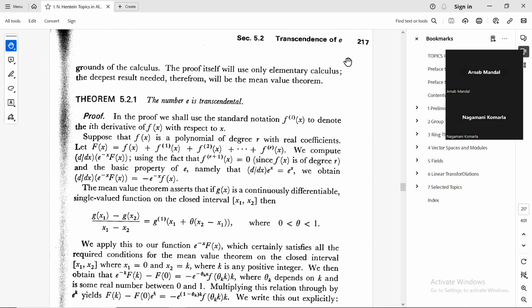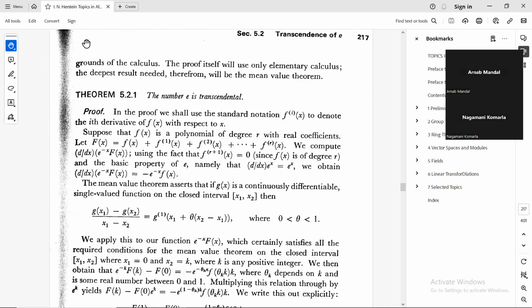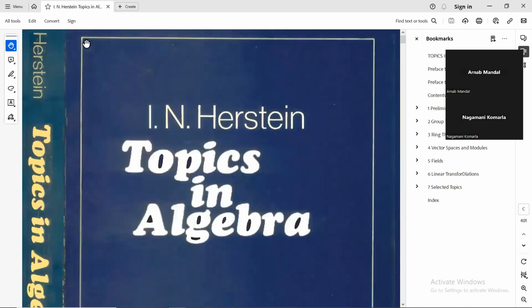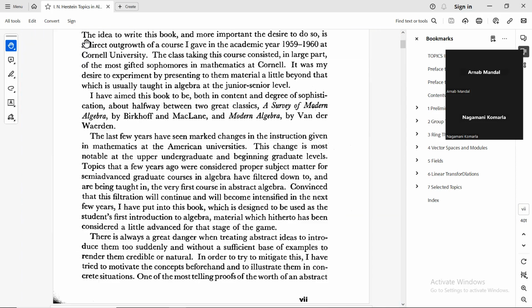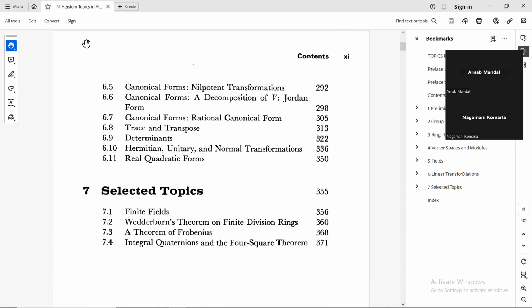Yes. Right. So you can have this. So you understand topics in algebra. There you will find this transcendence. Okay. So Herstein, topics in algebra. So you know where the next class is on Tuesday, right, sir?